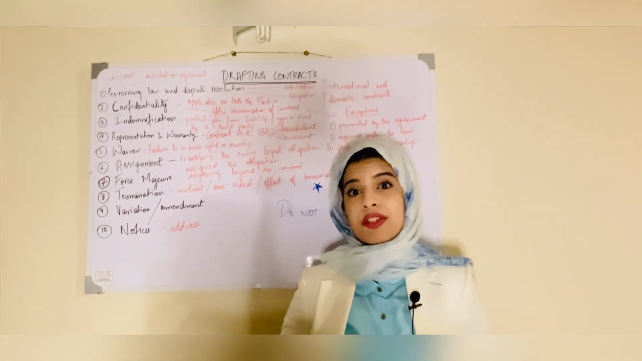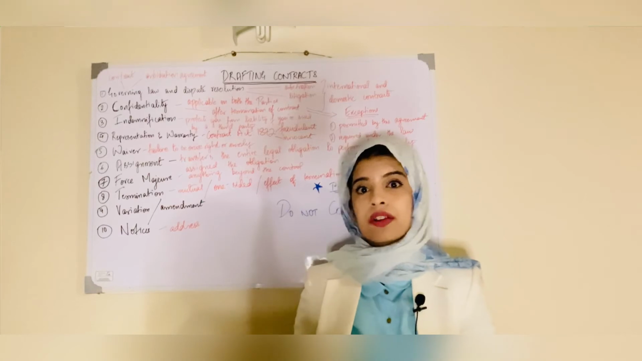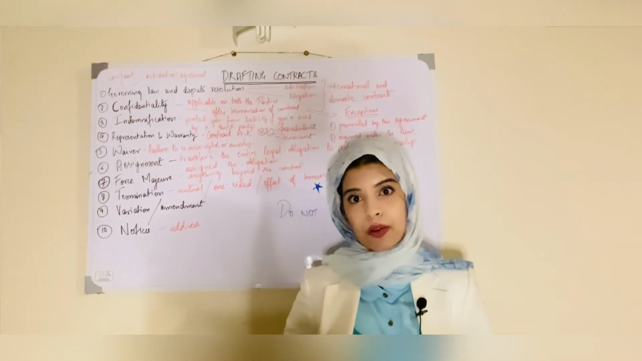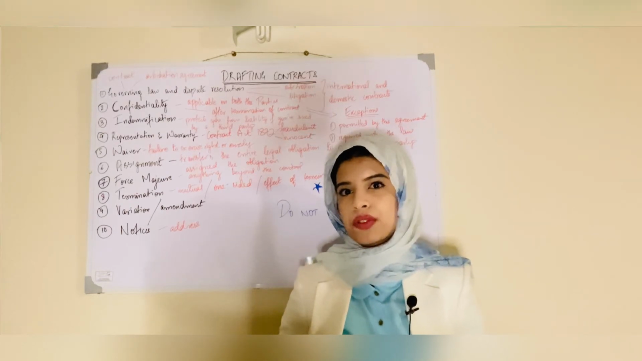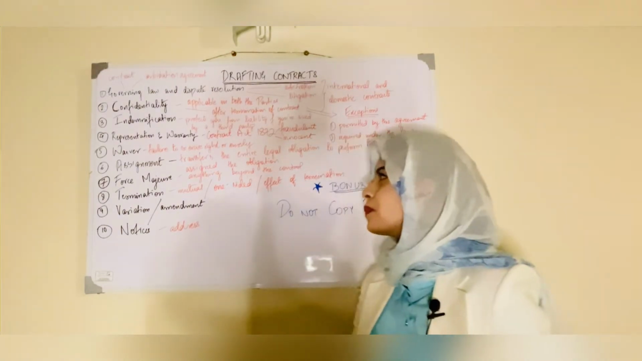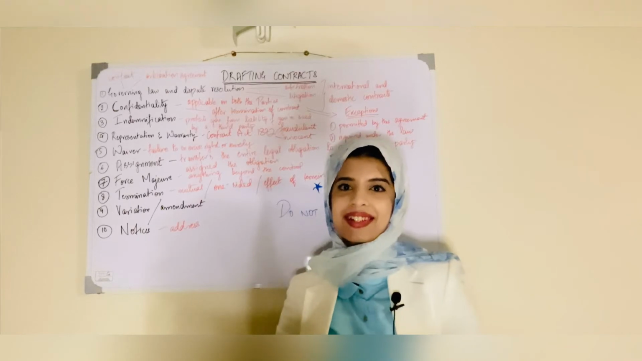So termination is very important, because if I want to get out of a contractual relationship, I should be allowed to. I should not be bound to serve a notice, if suppose the termination clause does not require a notice to be served. Then the next clause is variation and amendment.